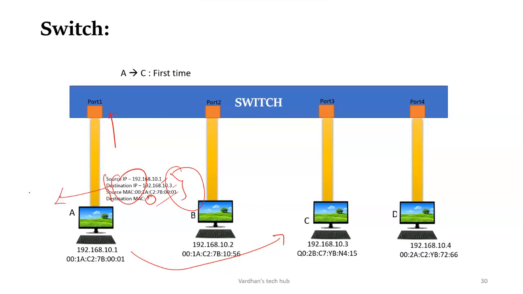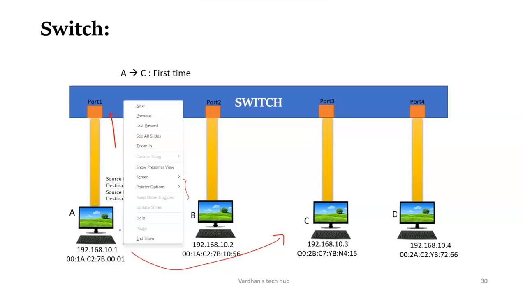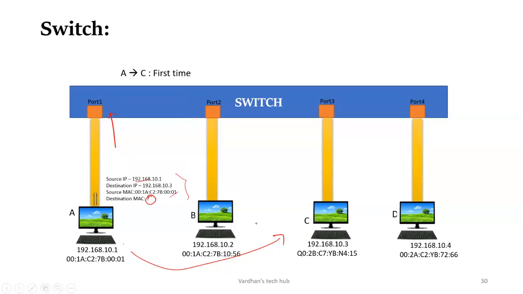I'll tell you why we need these details. We have one concept called OSI layers, and in that concept we'll explain where all of this is required. For now, these four pieces of information are mandatory to send any traffic from one device to another. The source IP address is from where we are trying to access, and the destination IP is what we are trying to access.